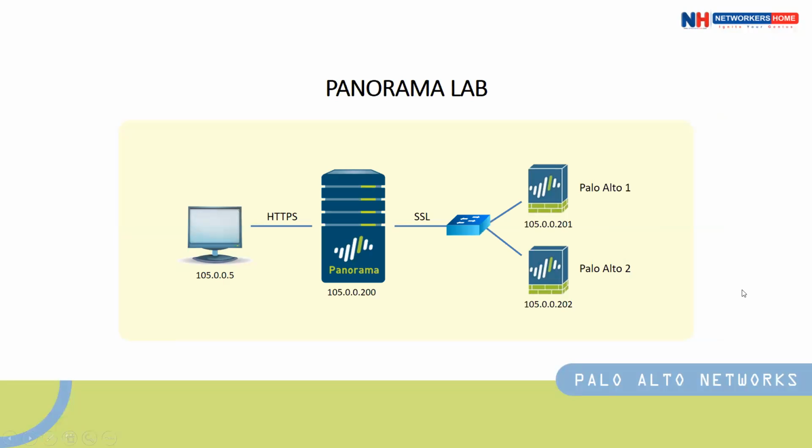Now we are going to see the practical of Panorama, in which you'll see we have one manager PC connected with HTTPS to Panorama. Here the Panorama IP is 105.0.0.200. Through the SSL protocol, it will be connected with multiple firewalls. We have two firewalls in our lab, Palo Alto 1 and Palo Alto 2. The IP address of Palo Alto 1 is 201 and Palo Alto 2 is 202.